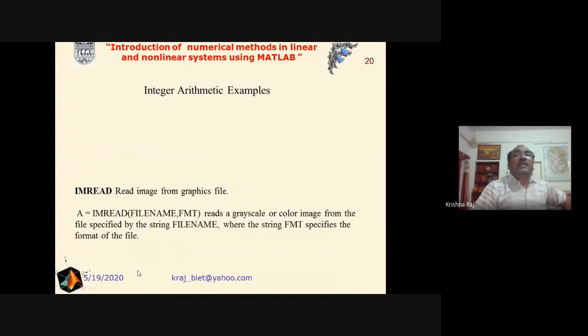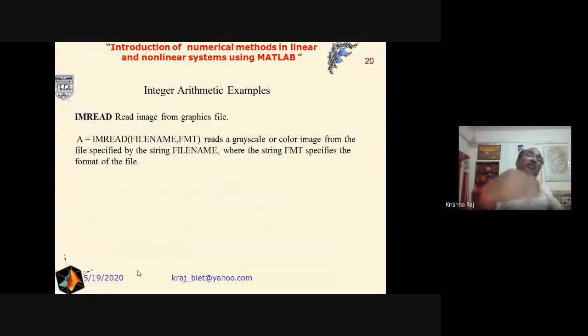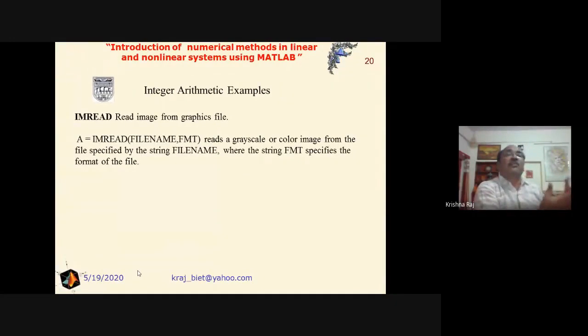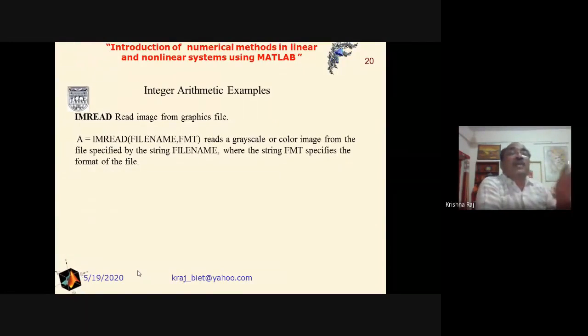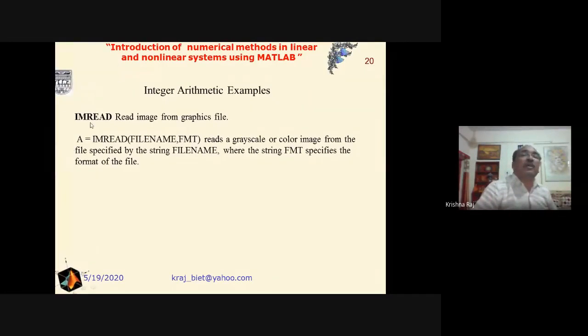Now integer arithmetic, suppose we are interested in processing; these are all related to some numbers. Now suppose we are interested in processing some information, not in text form, but in image form. Then first of all, that information has to be converted into matrix form. So how will the image be converted into matrix form? For that one, we will use the command imread. This is just an example.